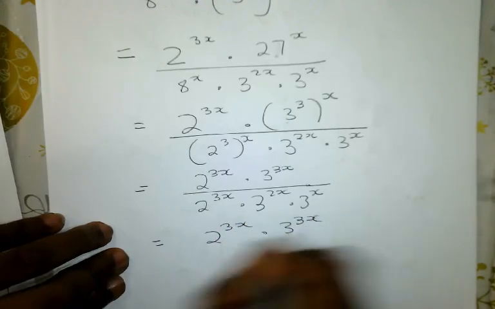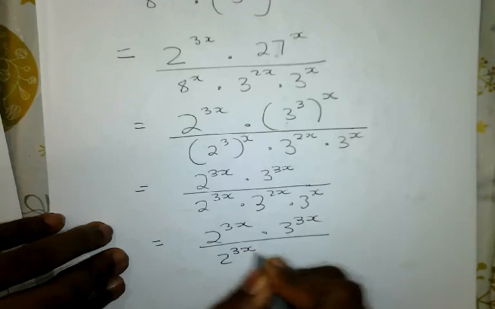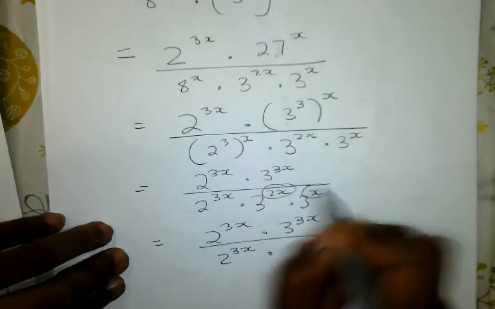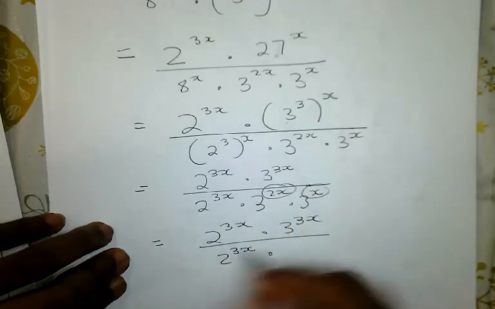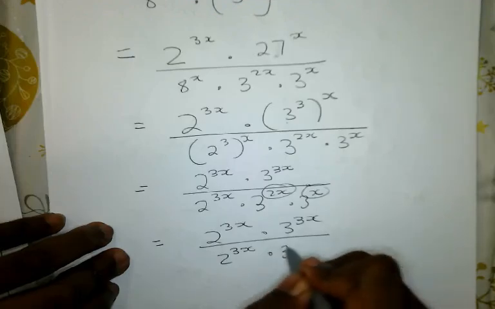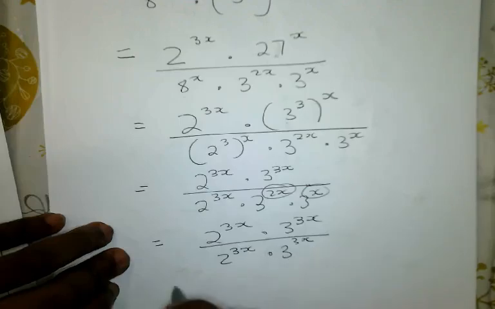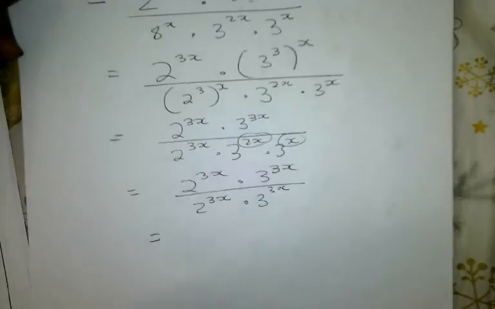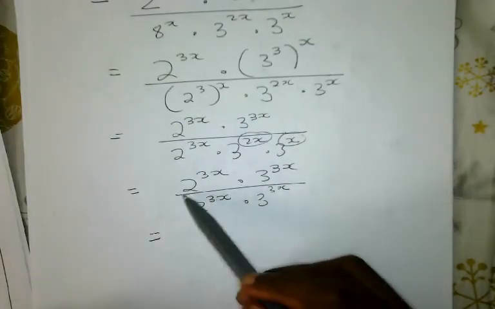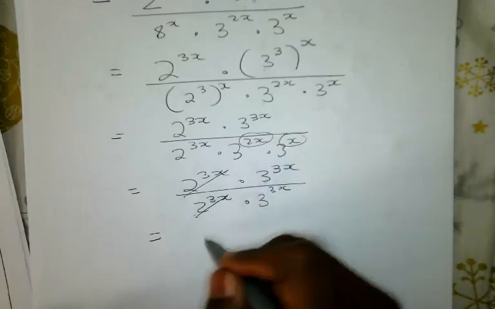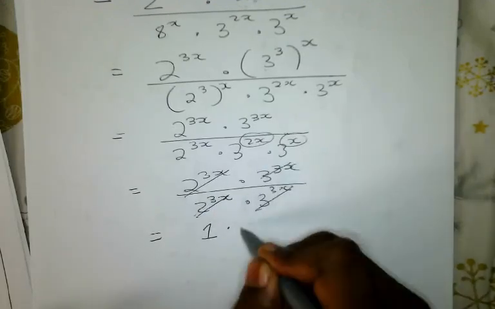Here I can add up the two exponents. It's going to become what? 2x plus x becomes 3x. Then here you can see, guys, that this is going to cancel with that. The answer is 1.